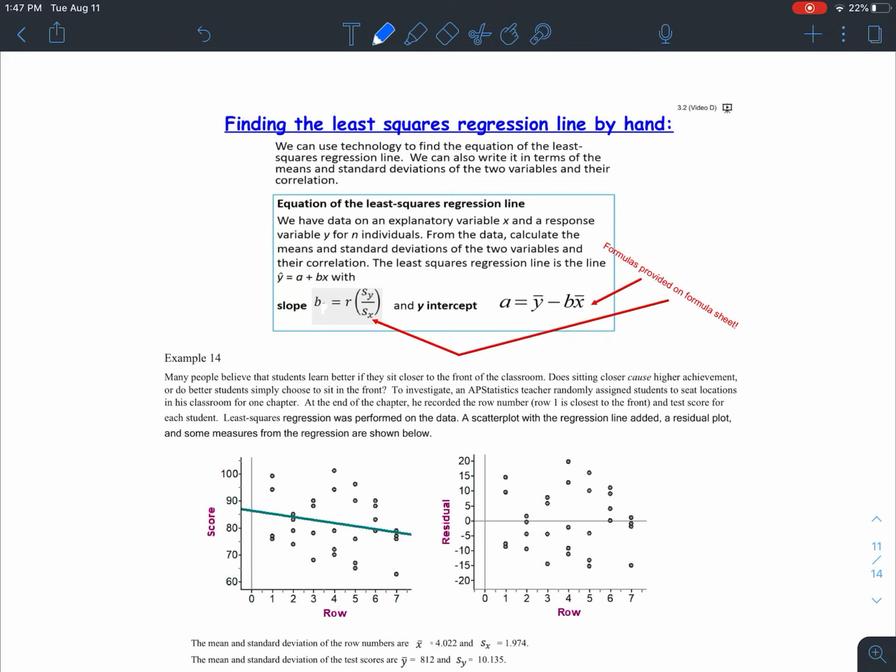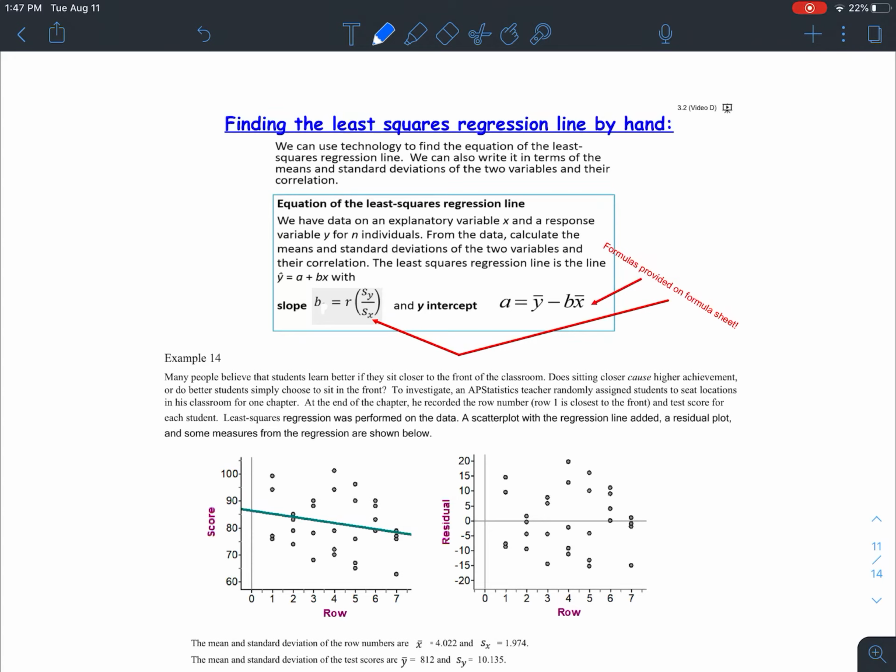Okay. Here are two formulas that are actually on your formula sheet. We know we've been using the b to represent the slope, okay? And here's a formula. It's on your formula sheet, so this isn't something that you have to memorize, but you do need to be comfortable with what these variables are representing. So I'm going to help define these for you.